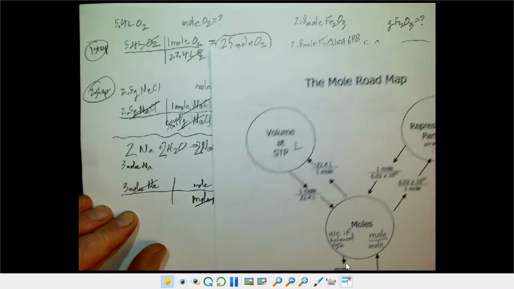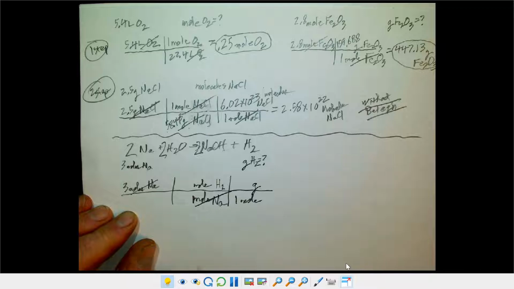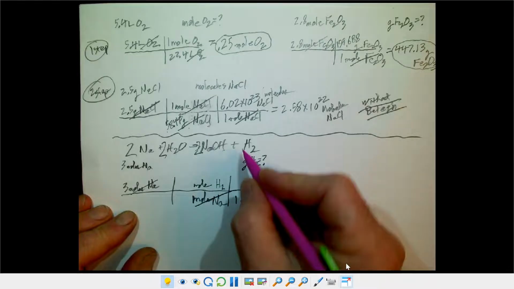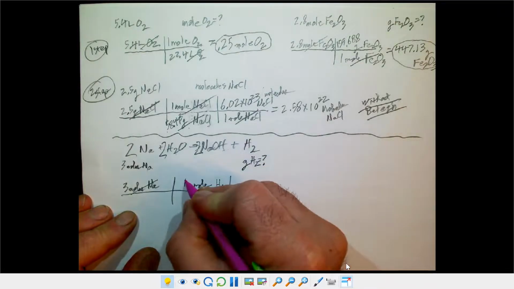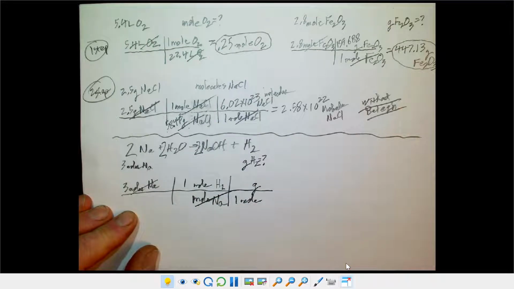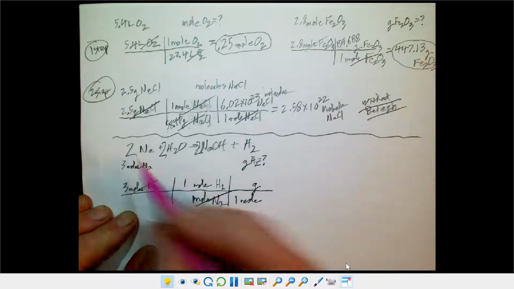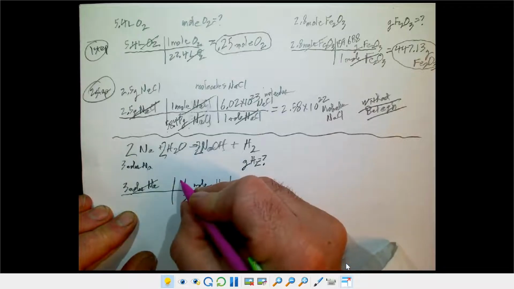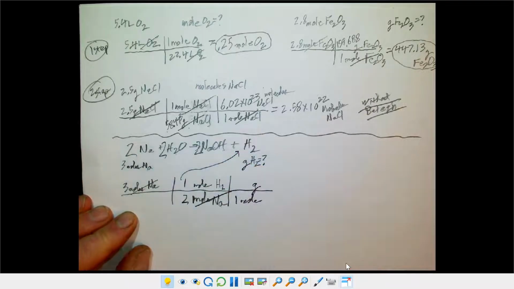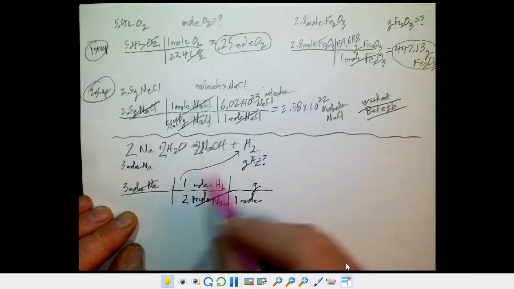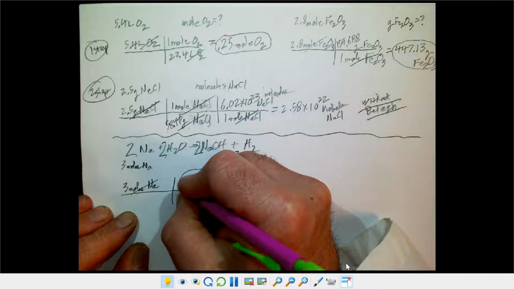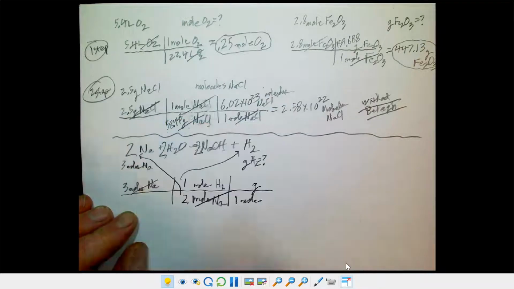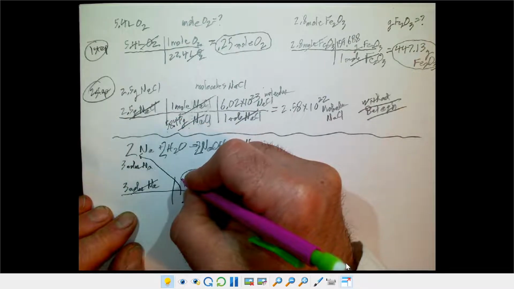All right, and how do you do that? You use the coefficients you balance with. So this H2 has a 1 in the front of it, so we put a 1 there. This Na has a 2 in front of it in the equation. We put a 2 there. So these numbers come when it's mole over mole. Only when it's mole over mole, not when it's gram over mole. But when it's mole over mole, they come from the balanced equation. And this 2 came from this coefficient over here in front of the Na. So that's where those numbers actually came from.